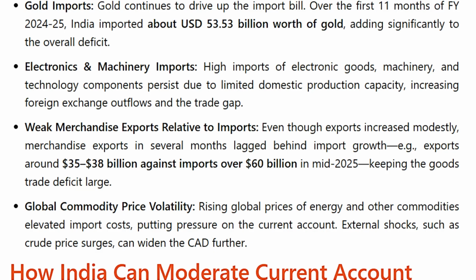Weak merchandise exports relative to imports. Even though exports increased modestly, merchandise exports in several months lagged behind import growth, for example exports around $35 to $38 billion against imports over $60 billion in mid-2025, keeping the goods trade deficit large. Global commodity price volatility. Rising global prices of energy and other commodities elevated import costs, putting pressure on the current account. External shocks, such as crude price surges, can widen the CAD further.